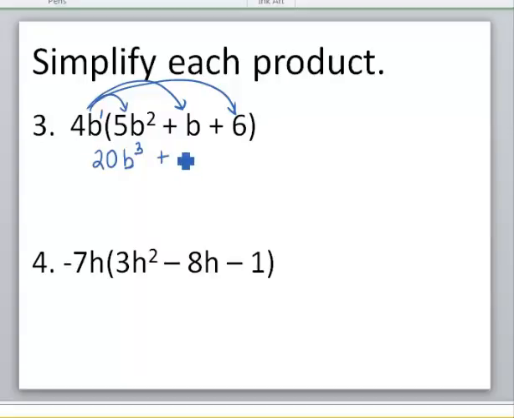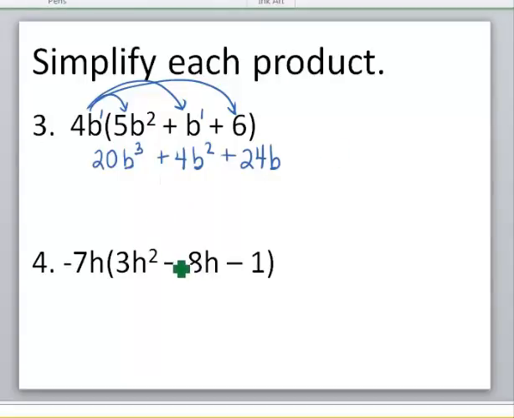4 times 1 is 4. B to the first times b to the first is b to the second, because you're adding 1 plus 1. Plus 4 times 6 is 24. And I carry my b through. There's nothing that can be added together. None of those are like terms, so that is my answer.